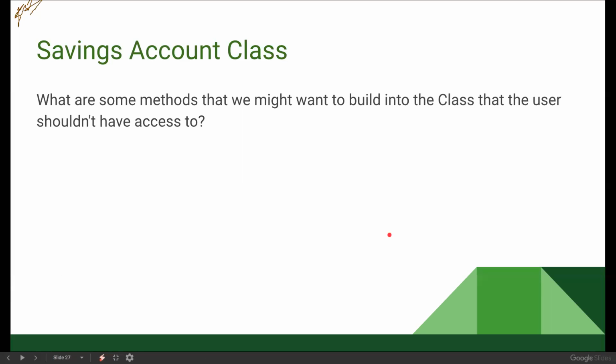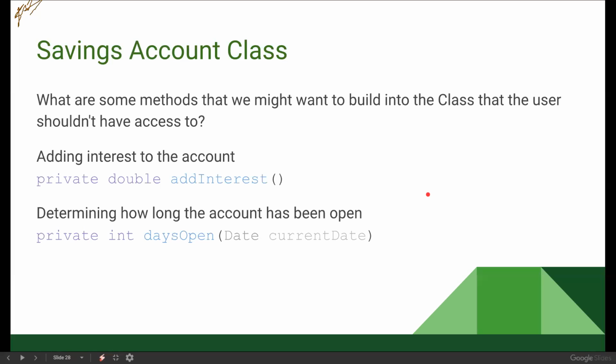So what are some things that we might want to build into the class that the user won't need access to? What about adding interest? Every so often with a savings account, you're going to want to add interest to the account. That's just how savings accounts work. But if the user had access to the add interest method, they could just say, hey, I want to add interest, and interest forever. And that's not really how banks work. That's not going to be allowed.